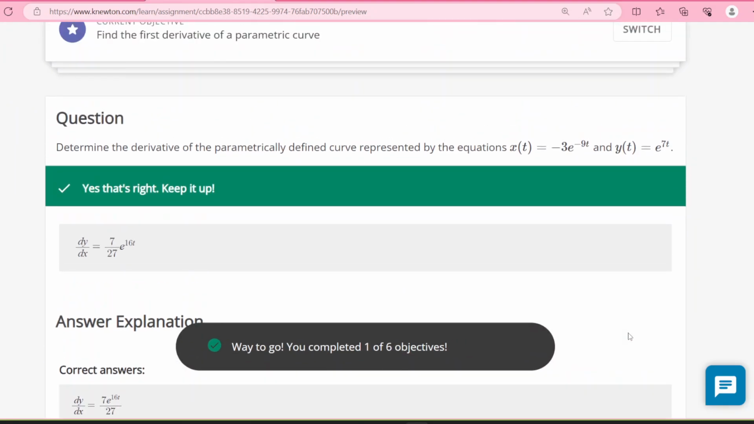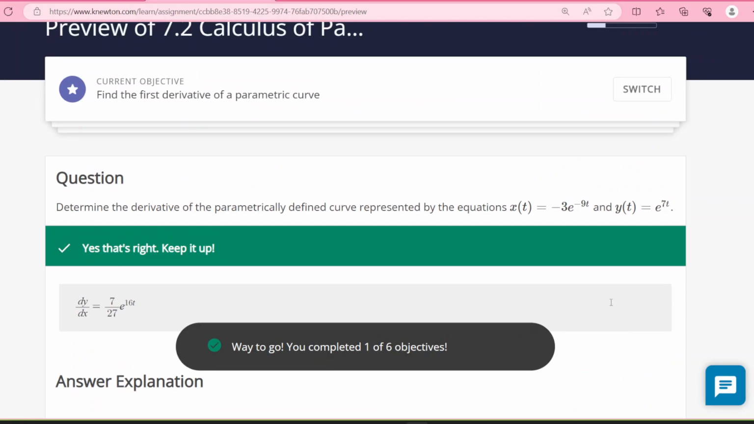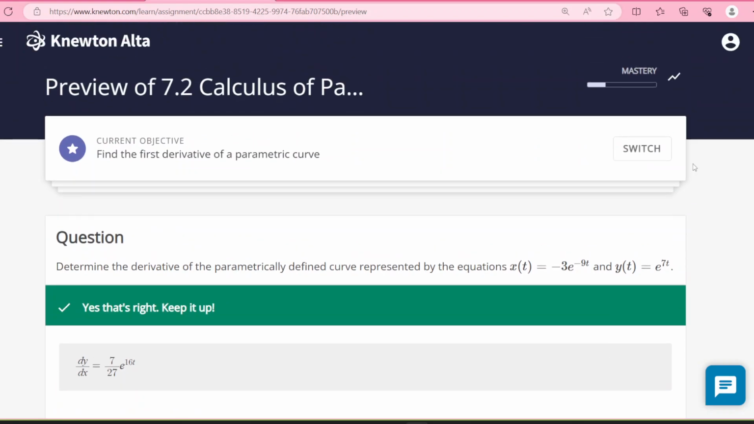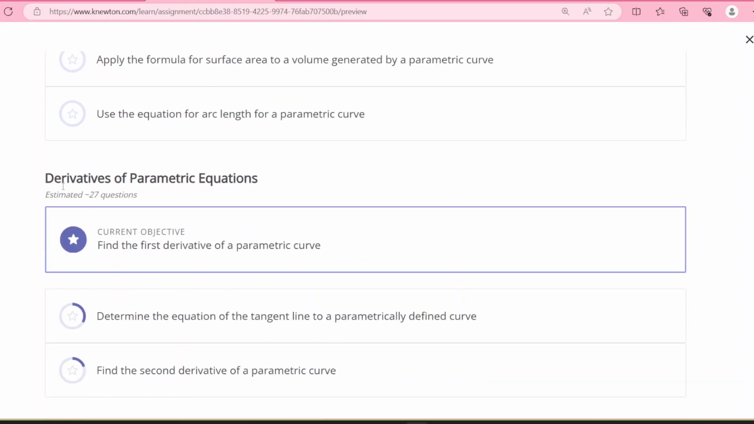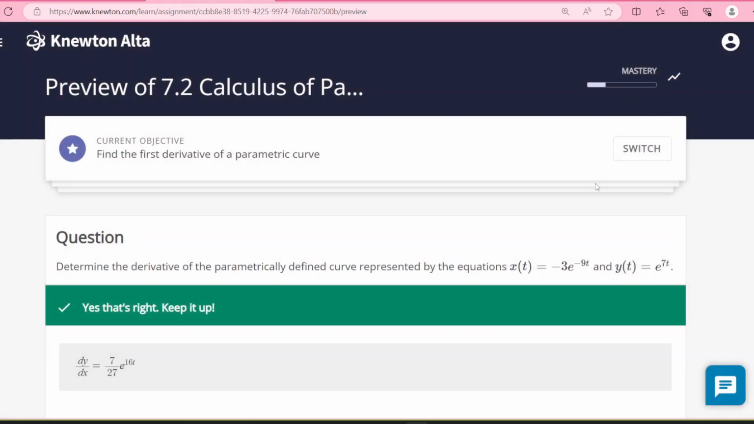Great. All right, so that one's done. This was find the first derivative of a parametric curve. Once again, I'm only working through this heading on derivatives of parametric equations, so we just have two sub-objectives left.